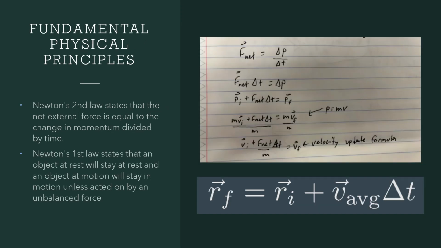The fundamental physical principles for this lab are Newton's second law, Newton's first law, and the position update formula. Newton's second law states that the net external force is equal to the change in momentum divided by the change in time. As you can see on the right here, you can also calculate the velocity update formula from F net equals the change in momentum over the change in time.